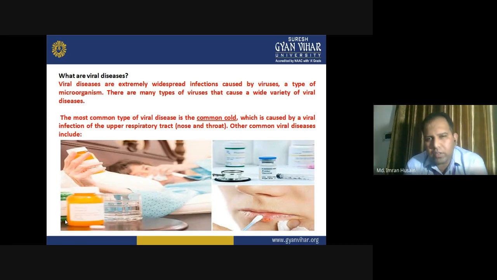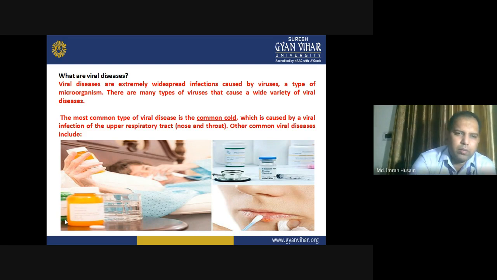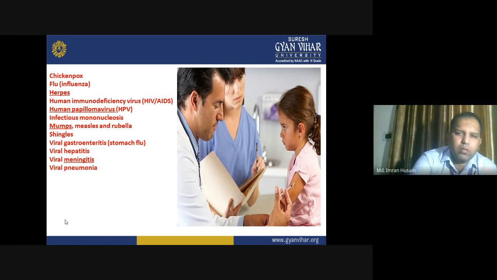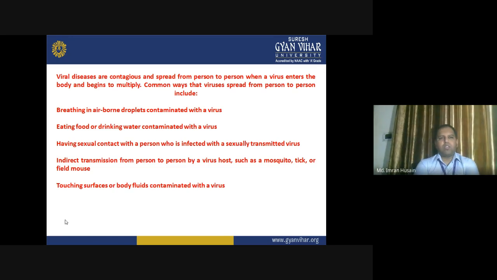Viral diseases are extremely widespread infections caused by a type of microorganism. There are many types of viruses that cause a wide variety of viral diseases. Common cold, nose and throat infections are common viral diseases. So are chickenpox, flu, HIV, HPV (human papilloma virus, which causes warts on the eyelids), infectious mononucleosis, mumps, measles, rubella, shingles, viral gastrointestinal infection (stomach flu), viral hepatitis, viral meningitis, and viral pneumonia. All these diseases are still very dangerous if not treated properly.